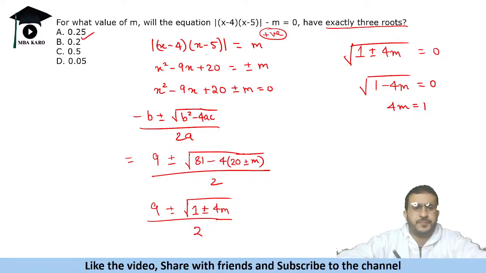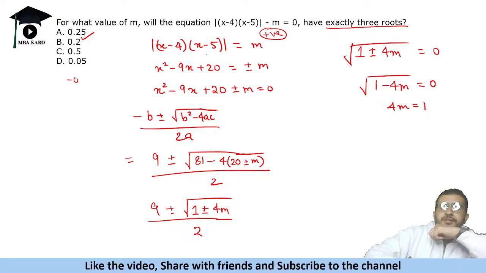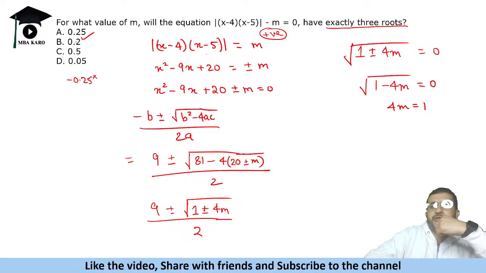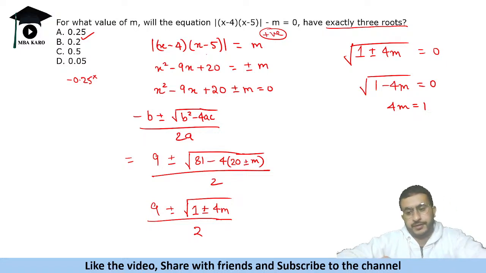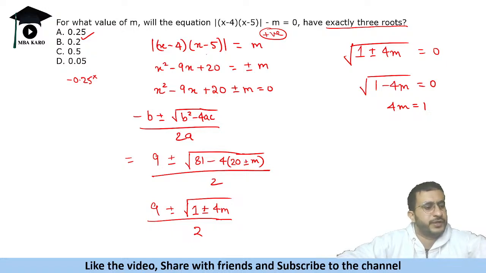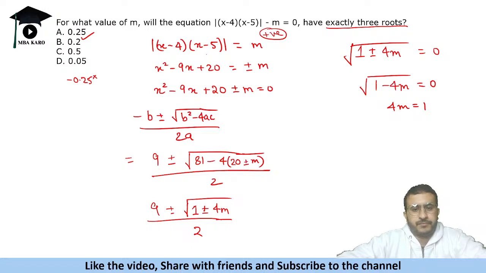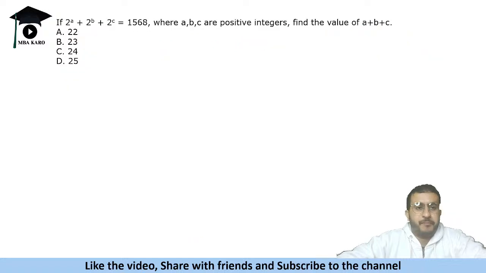Easy to get. Using options, you can say that only this value of m can give us 0. But if there was an option minus 0.25, you would not choose that option, you would choose 0.25, because m has to be positive or 0. m cannot be a negative number. So we get this. Knowledge of quadratic equations, how to solve them and get the roots, is needed here. All right, so let's move to the next question.